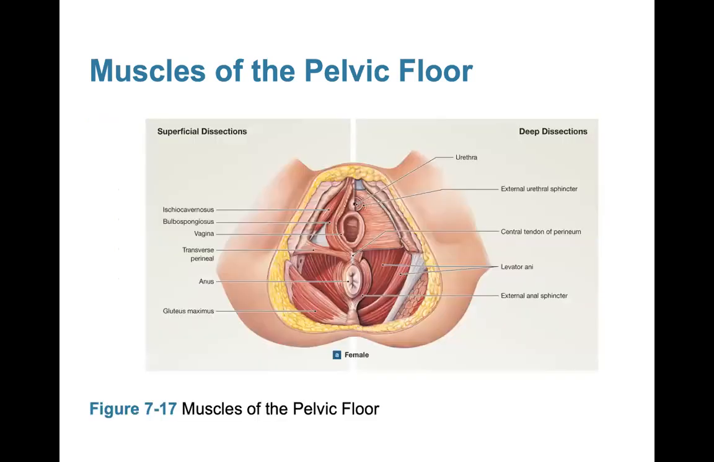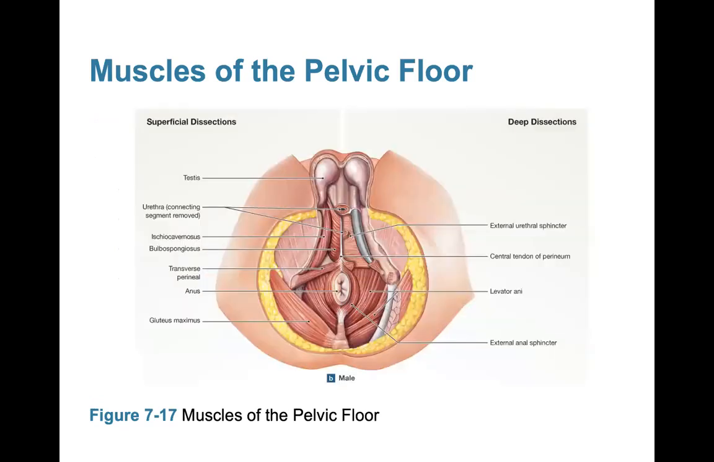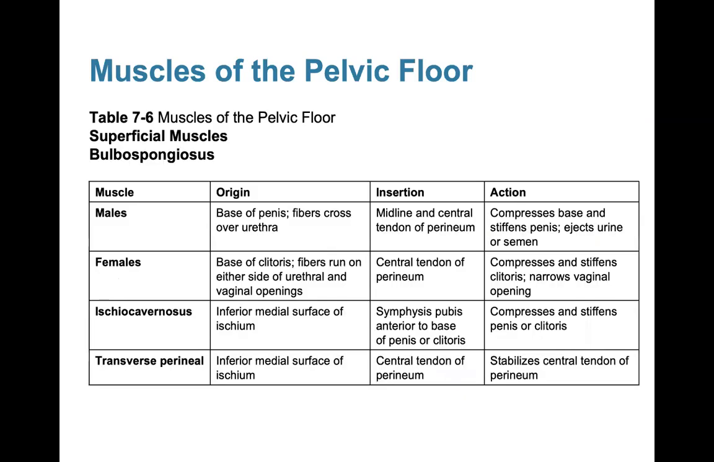And here we can see the muscles of the pelvic floor. So this is what we mean by forming the pelvic floor, all these muscles essentially forming that floor that a lot of these organs are sitting on top of. And this is a male. So here we're looking at the bulbospongiosus muscle in males. Will compress the base and stiffens the penis. It'll eject urine or semen. In females, the bulbospongiosus will compress and stiffens the clitoris, and it narrows the vaginal opening.